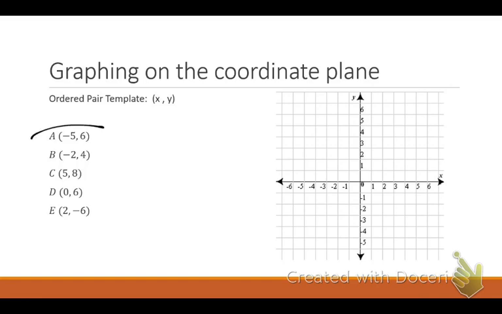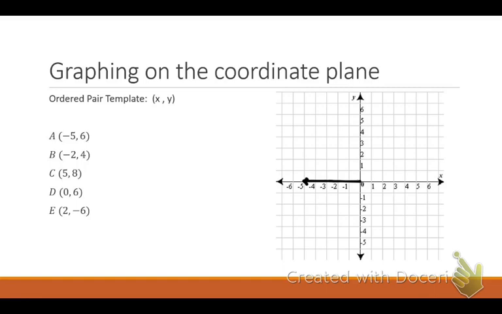So on point A, I'm going negative 5, 6. So I always start at my origin, right there in the middle. And because my x value is negative 5, that means I go left over here to negative 5. But that's not where my point goes. And don't draw the arrow on your graph. I'm just showing you. Okay?